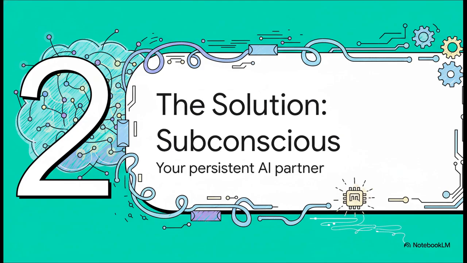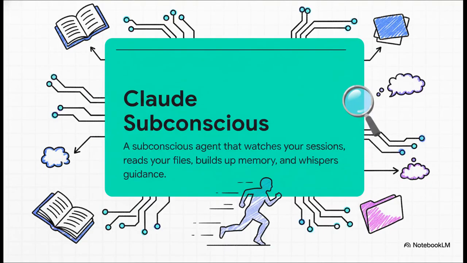It's called Claude Subconscious, and it is designed from the ground up to be the persistent AI partner you've always wanted. So what is it exactly? Well, think of it like a second brain. It's a background agent built on the Letta AI platform that's always running underneath your main Claude session. It watches you work, it reads your files, and it builds this incredible long-term memory. And then it feeds that crucial context back to Claude right when you need it.